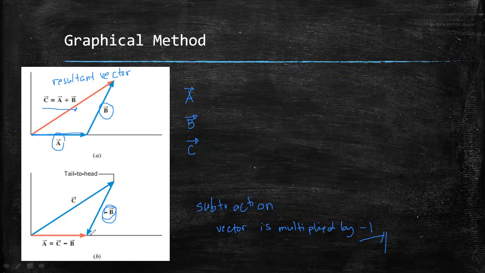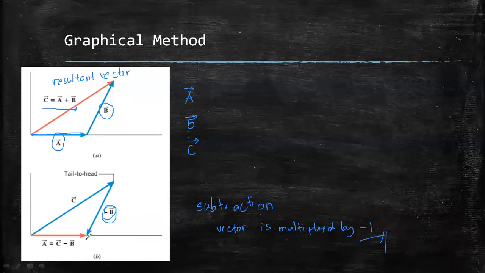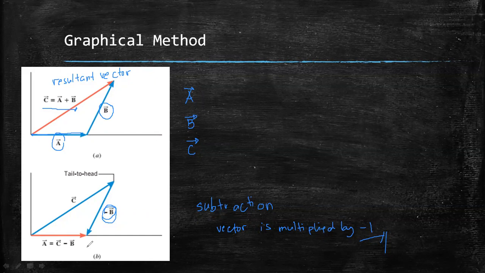And to find the difference, again, the tail-to-head technique is used. So from the starting point, we draw vector C, and we connect the tail of vector B to the head of vector C. And we connect the starting point to the end point. The lengths of the vectors' arrows are drawn to scale, and the angles are drawn accurately with a protractor. Then the length of the arrow representing the resultant vector is measured with a ruler. That is the graphical method.